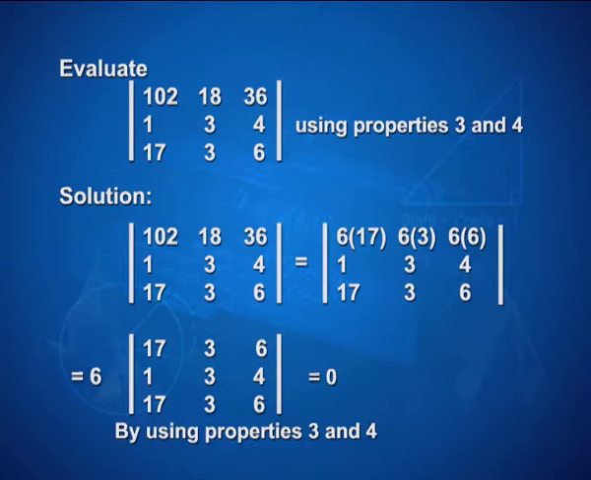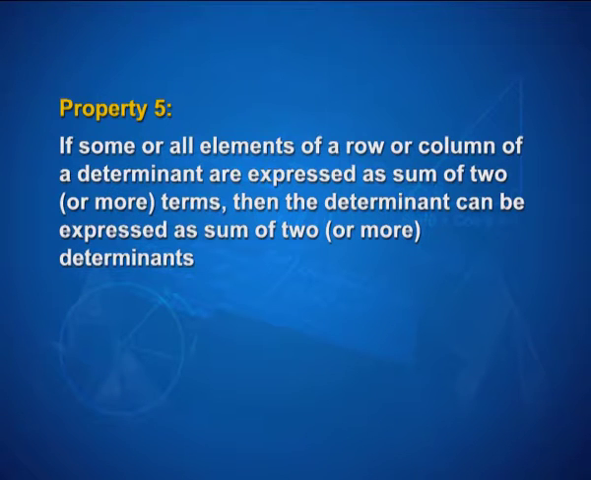So, the value of determinant is 0 and hence the answer is 0. Now, students, look into the fifth property. What does it say? If some or all elements of a row or column of a determinant are expressed as sum of 2 or more terms, then the determinant can be expressed as sum of 2 or more determinants.